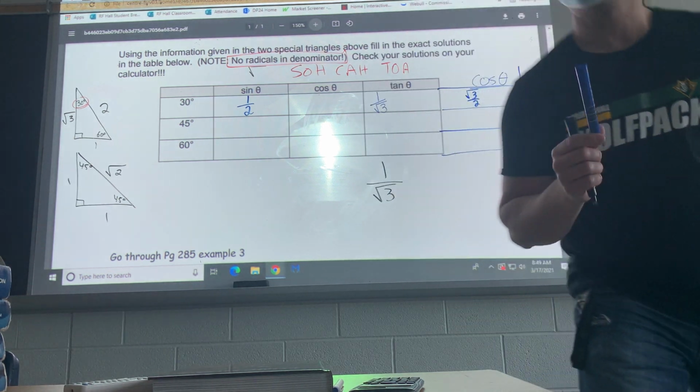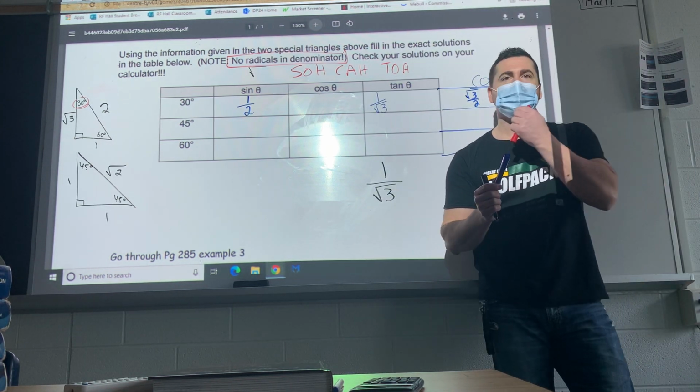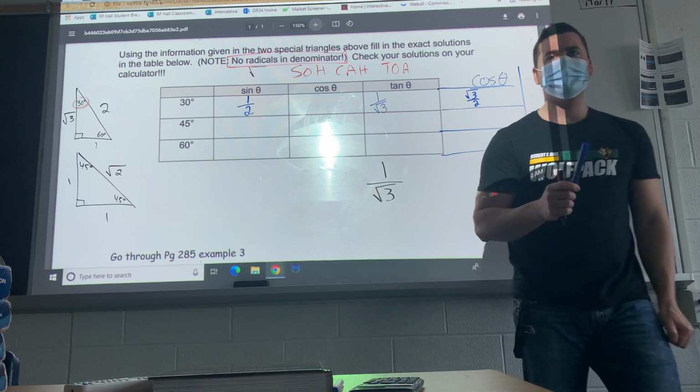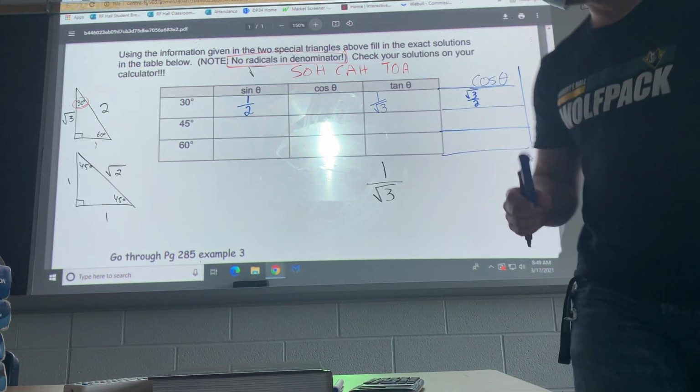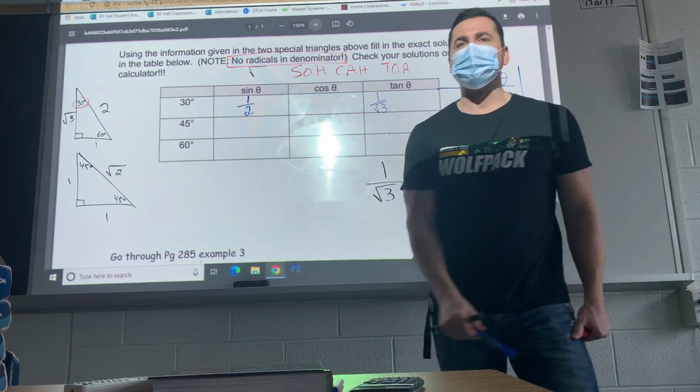Flip it, good guess, Owen. We're not going to flip it. It's going to look kind of flipped after. No, we're just dealing with these. We don't want to do reciprocal functions.